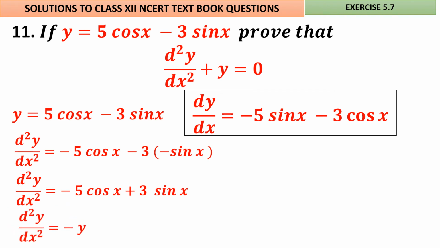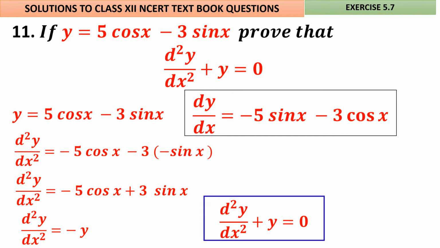Can you take the minus sign outside now? When you take the minus sign outside, it will become 5 cos x minus 3 sin x, which is nothing but y. Therefore, it is minus of y. Therefore, d square y by dx square plus y is equal to 0. Very simple.